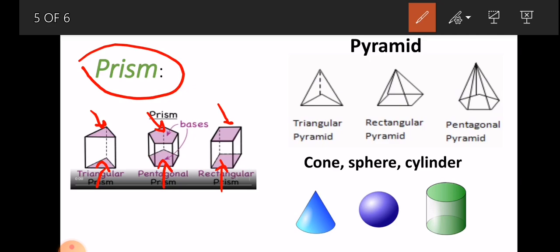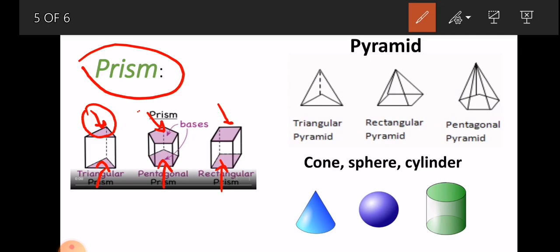How can I name my prism? We name it according to the base or the top. Like for example here, the top and the base are triangles, so we call it triangular prism. The second one is a pentagonal prism. The third one, rectangular prism, because the base is a rectangle shape.